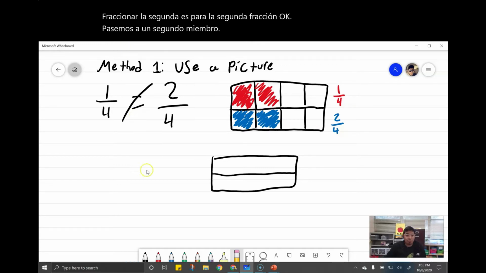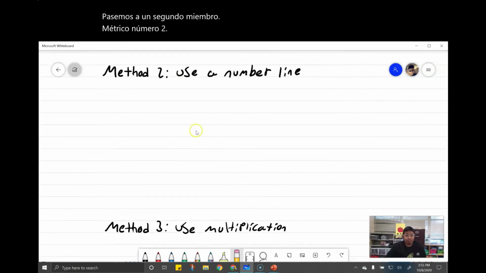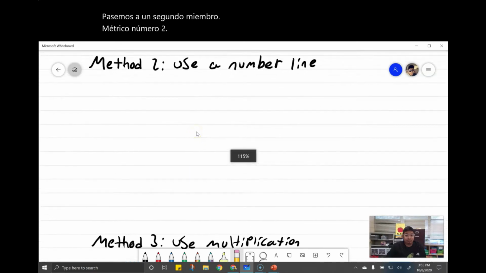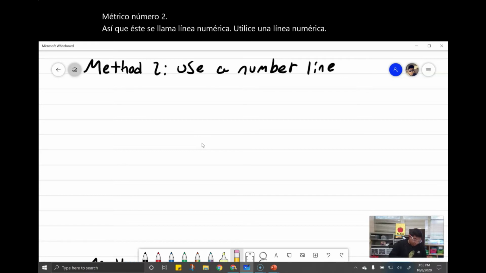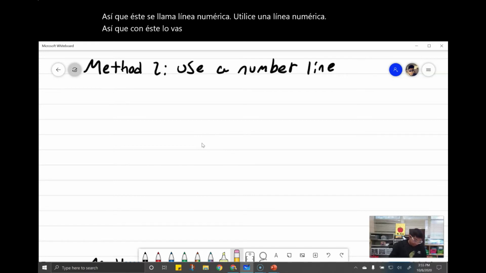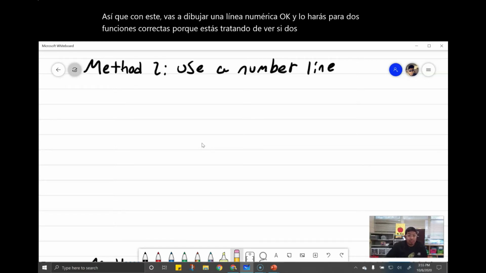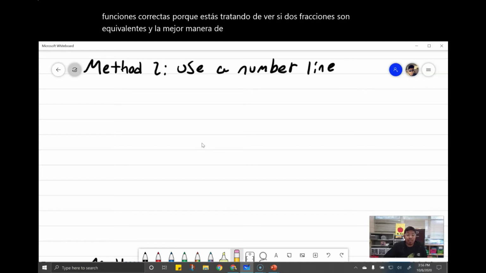Method number 2. So this one is called number line, okay? Use a number line. So with this one, you're gonna draw a number line, and you're gonna do it for 2 fractions, right? Because you're trying to see if 2 fractions are equivalent. And the best way to do this is to make sure that both number lines are the same. Don't try to make one bigger than the other. Try to make them the same, okay?